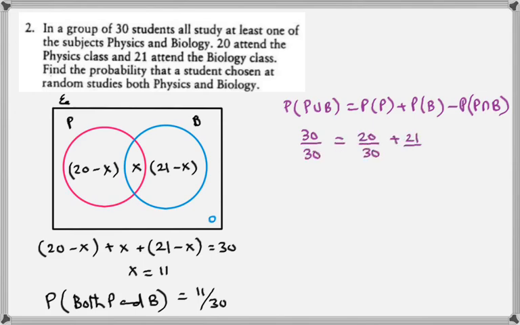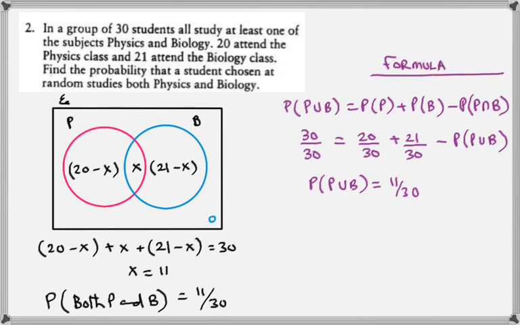And this time intersection is what you are looking for. Probability of physics or bio is simply 1 because everyone takes one of the two subjects. Instead of writing 1, I wrote 30 over 30 so that all the fractions have a common denominator of 30, leaving the answer of intersection as 11 over 30.